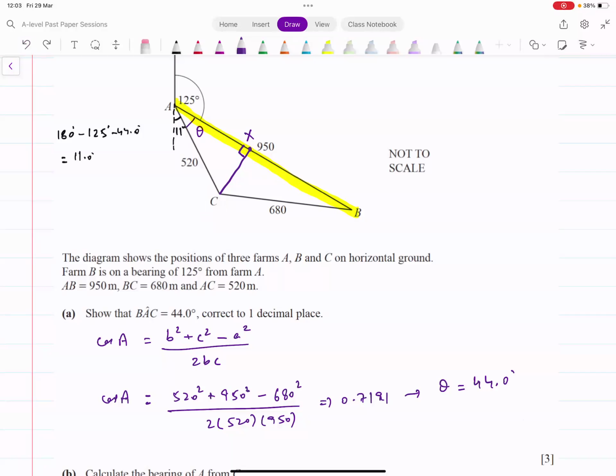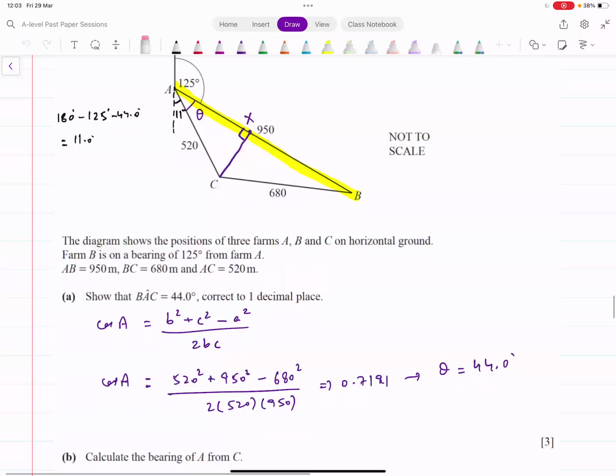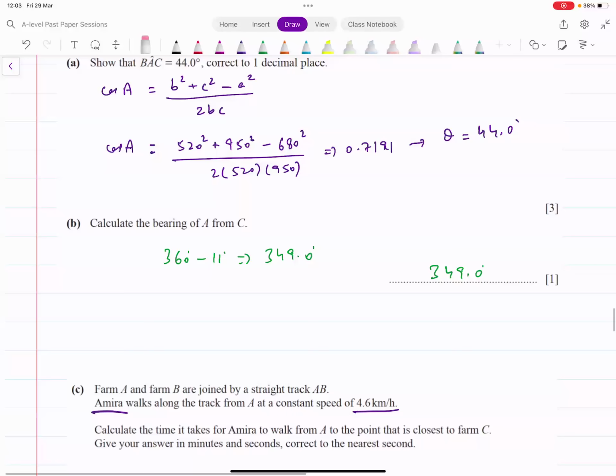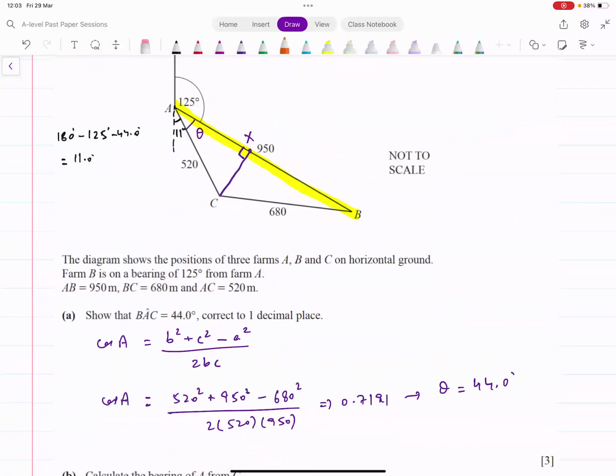So she is going to be closest to point C when she is at this point X, such that this point X makes a 90 degrees like this. Now we want to find the time she takes until she reaches this point. We have the speed given. If we can find the distance, we can find the time using the speed and distance after that. So all we want to find is the distance AX. Now, how can you find the distance AX? We know the value of theta already. The angle is 44 degrees. We know that this angle is 44 degrees.